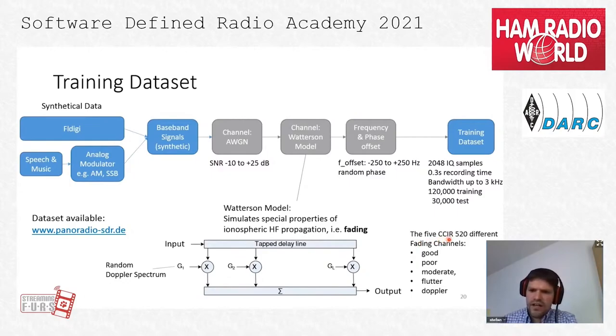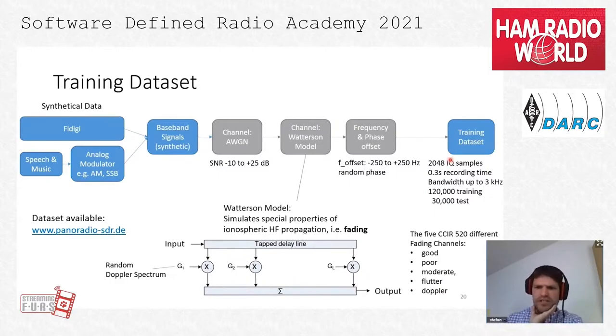The CCIR 520 standard provides practical values to parameterize the Watterson model, and there are five fading channels defined, like good, poor, moderate, flutter, and Doppler, that I used in my training set generation.